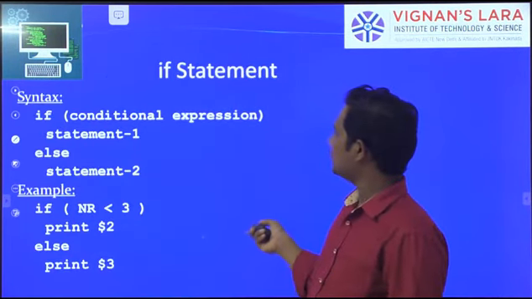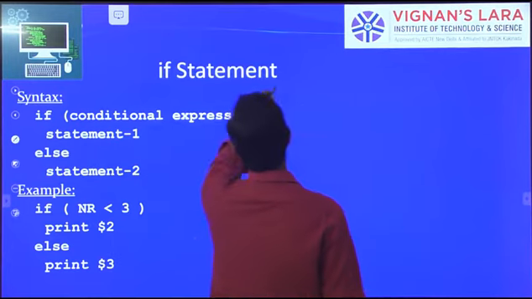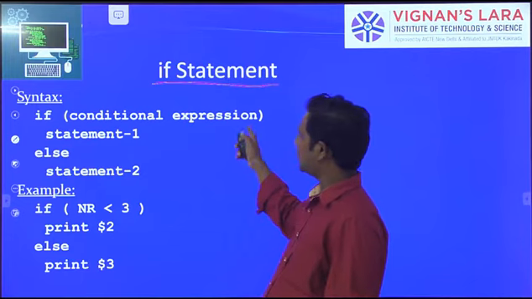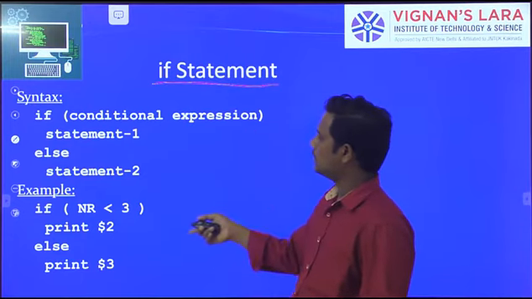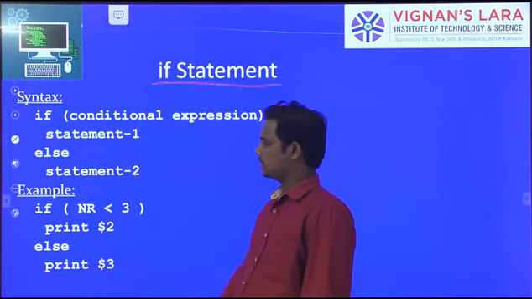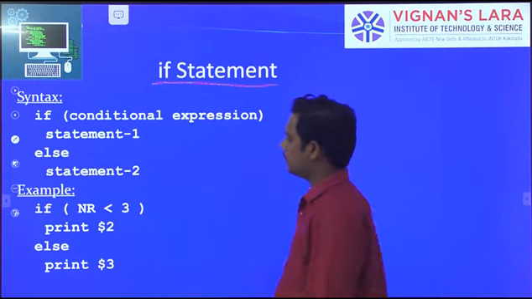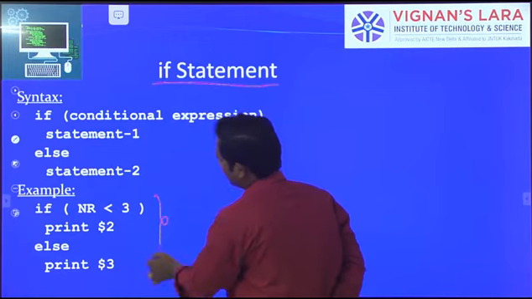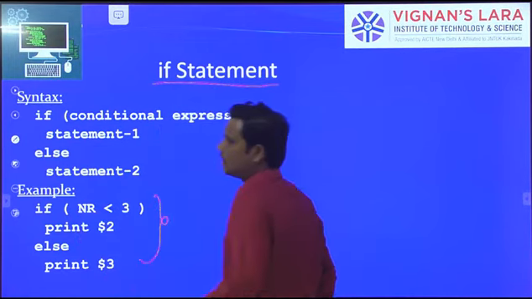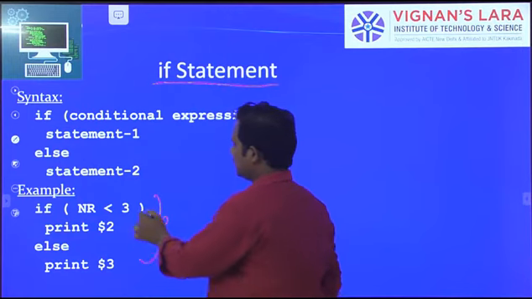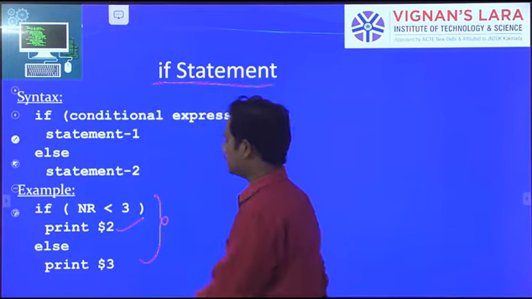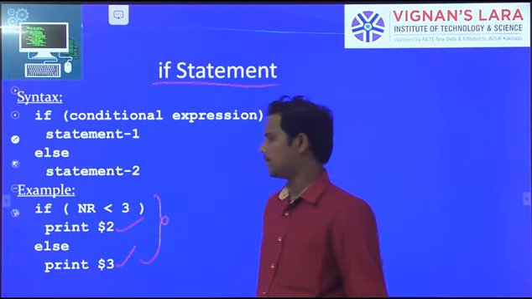Okay, here for example, suppose the if statement, how it is used in AWK. If a conditional expression, if you are writing some condition, after that statement 1 is executed or else statement 2 is executed. So this is how it is used in AWK. If NR means number of records less than 3, then only $2 is printed or else $3 is printed.